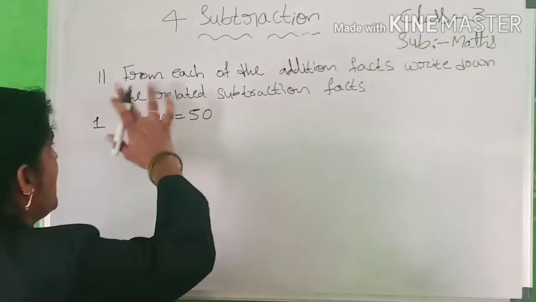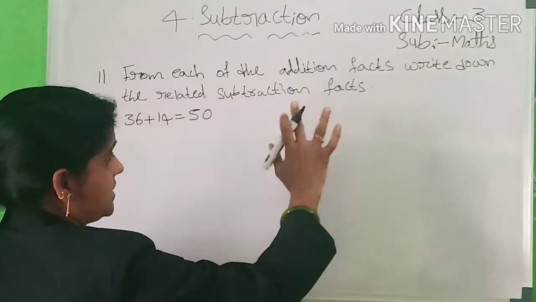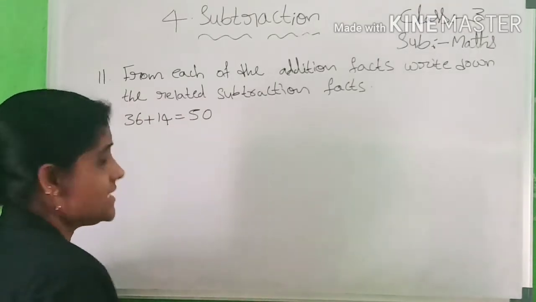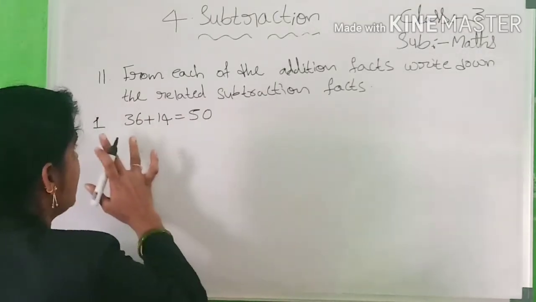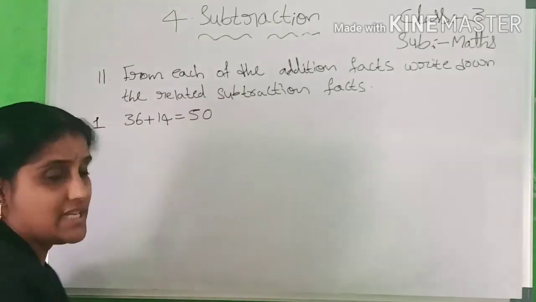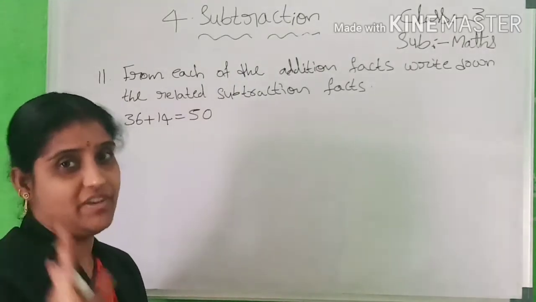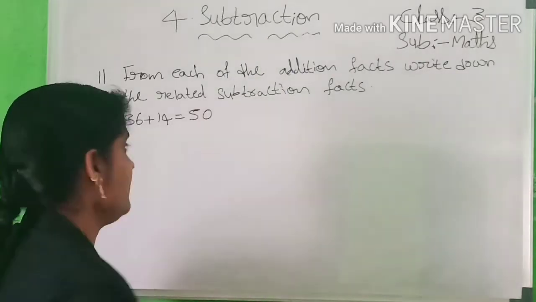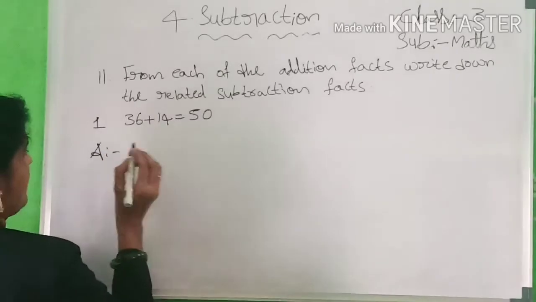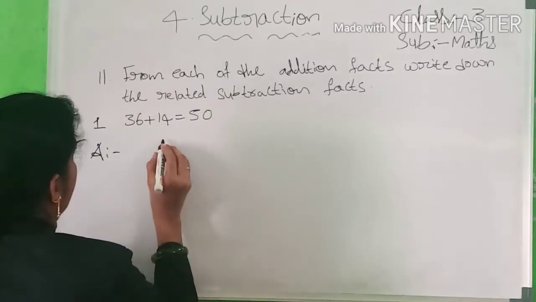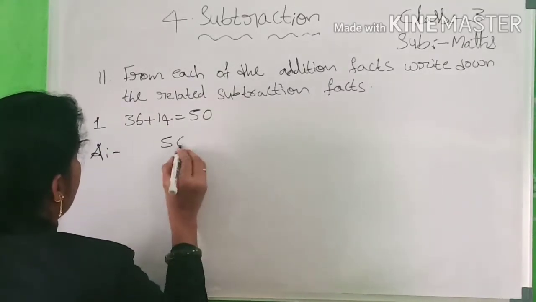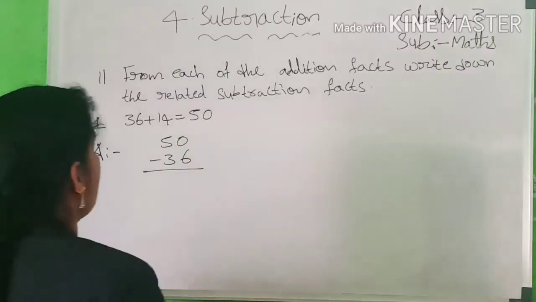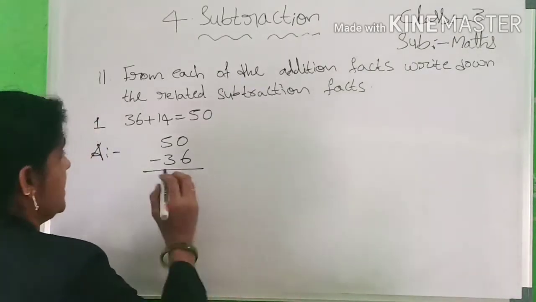Next bit. From each of the addition facts, write down the related subtraction fact. Now we are given the first question. 36 plus 14 equals what? The sum is 50. You have to make two subtraction facts. First answer: 50 minus 36 equals what? 50 minus 36. Now see.